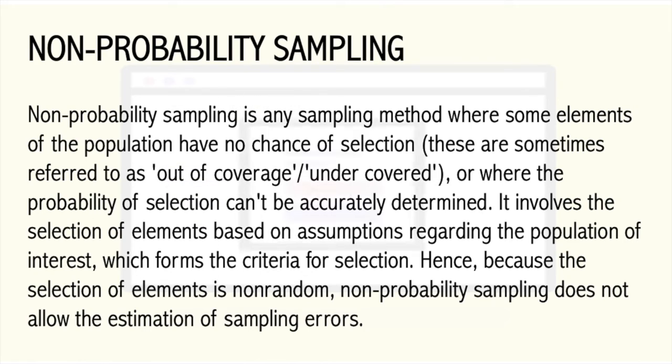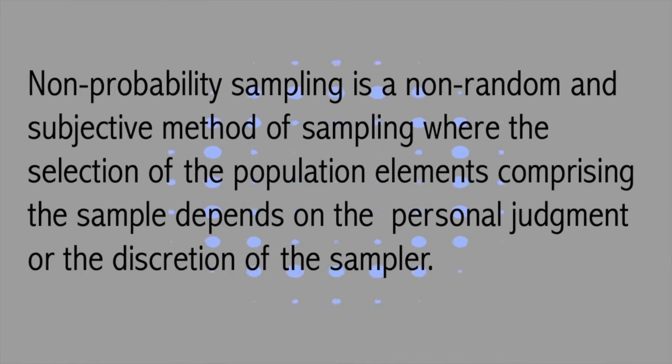Non-probability sampling is any sampling method where some elements of the population have no chance of selection. These are sometimes referred to as out of coverage or undercovered, or where the probability of selection can't be accurately determined. It involves the selection of elements based on assumptions regarding the population of interest, which forms the criteria for selection. Hence, because the selection of elements is non-random, non-probability sampling does not allow the estimation of sampling errors.